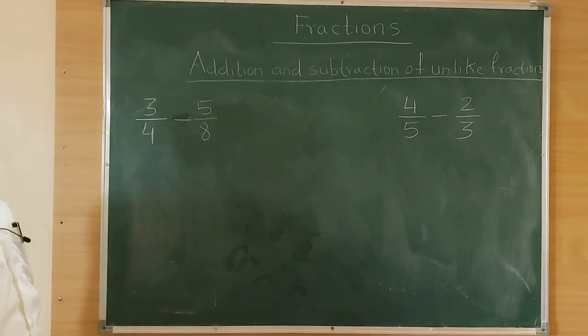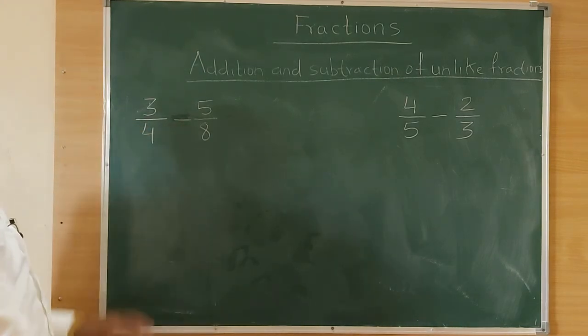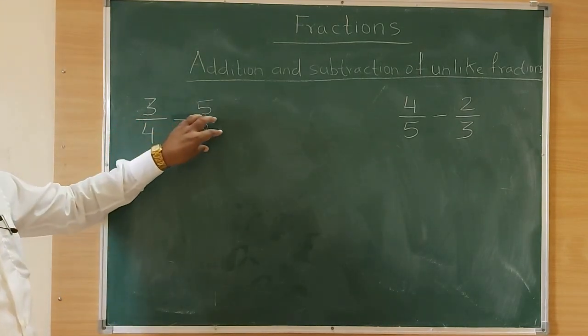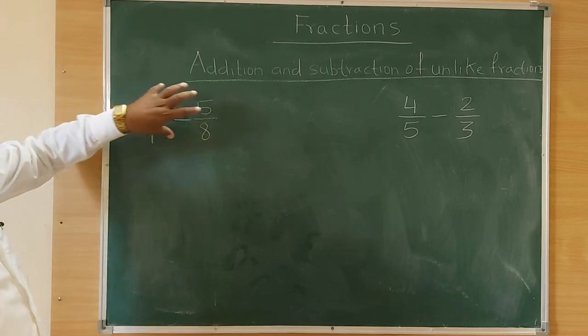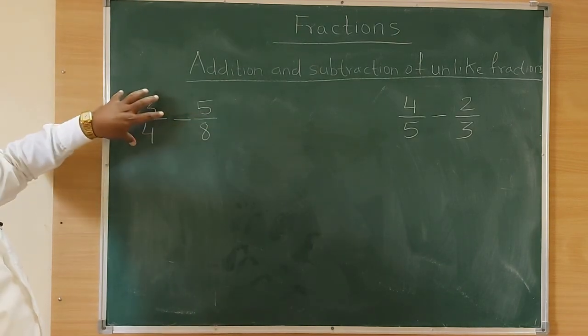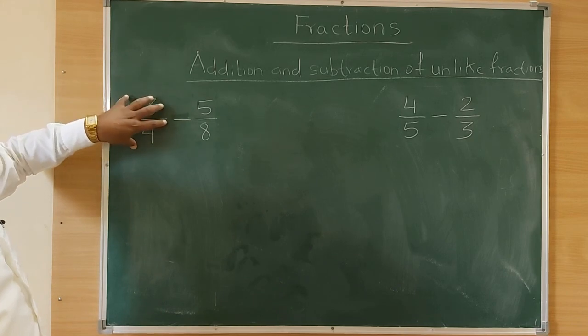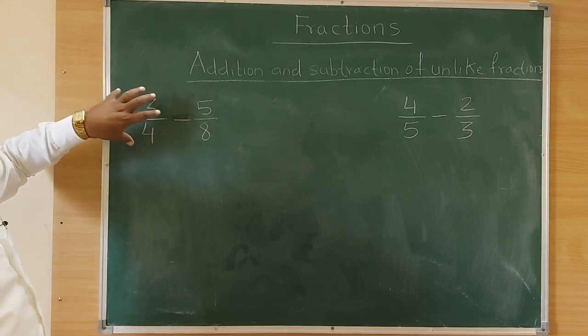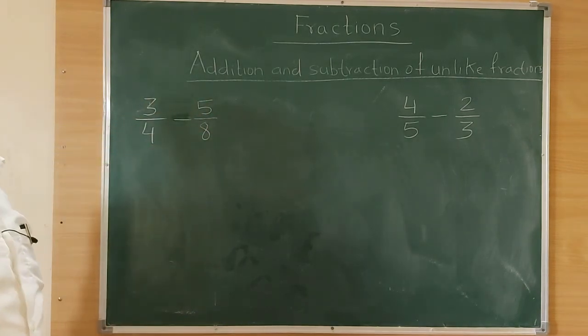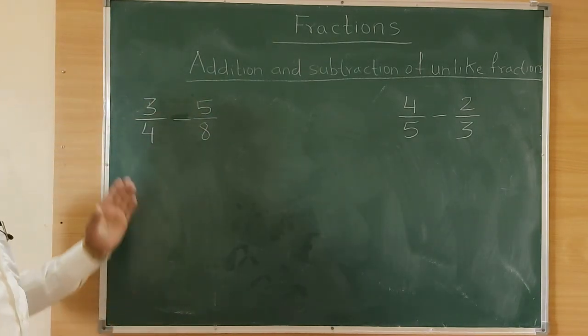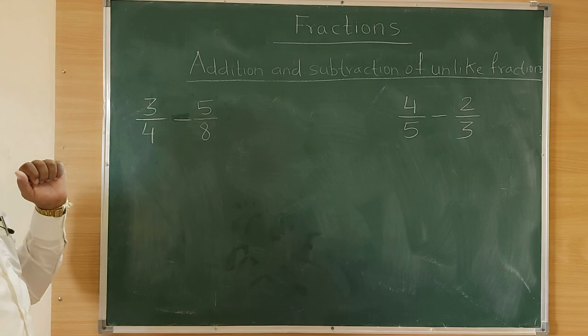So first here what do we have to do? We have to make their denominators common, means we have to convert them into their equivalent form. These fractions we have to convert into their equivalent values so that their denominators will be the same. So what will we do?